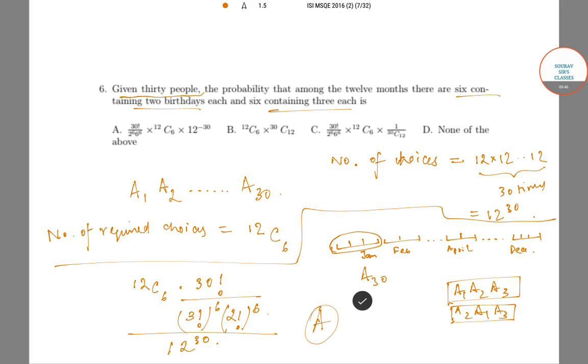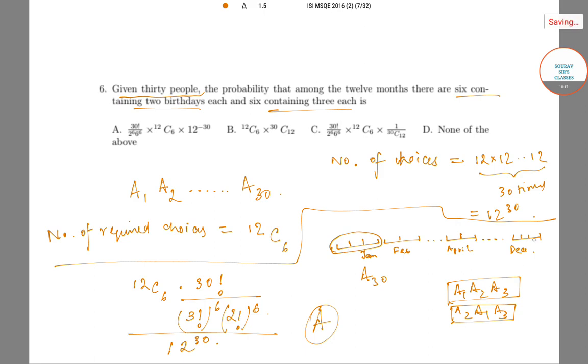I'll go through the problem once more. Given 30 people, we want to find the probability that among the 12 months there are 6 containing 2 birthdays and 6 containing 3 each. Total number of choices for each person is 12 because there are 12 months. So 12 to the power 30 is the total number of ways in which their birthdays can occur. Now what we do is we choose exactly 6 months. Let us assume we choose the 6 months in which we want to have 3 birthdays.